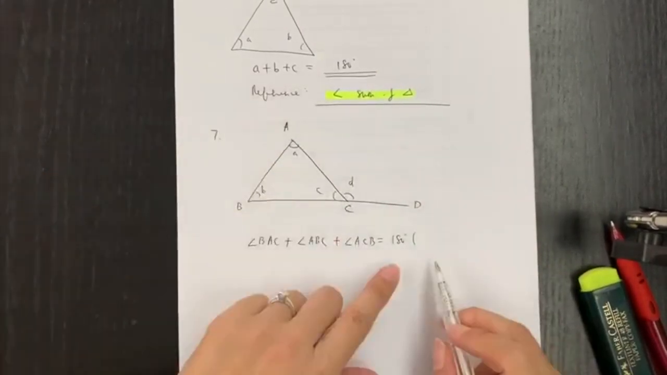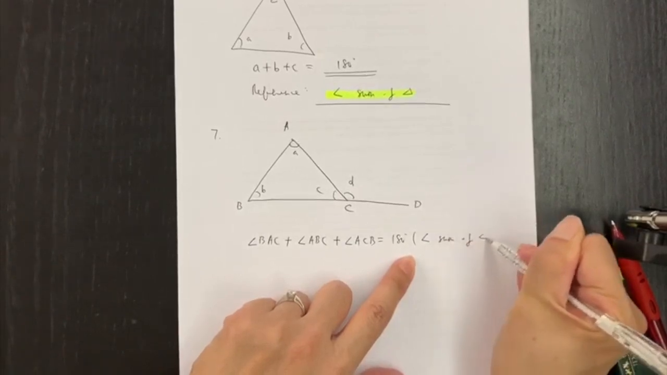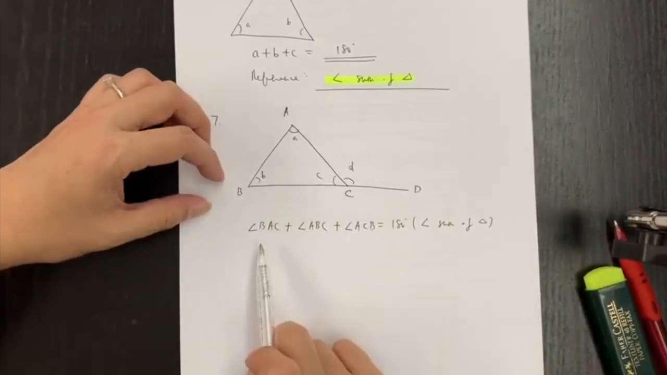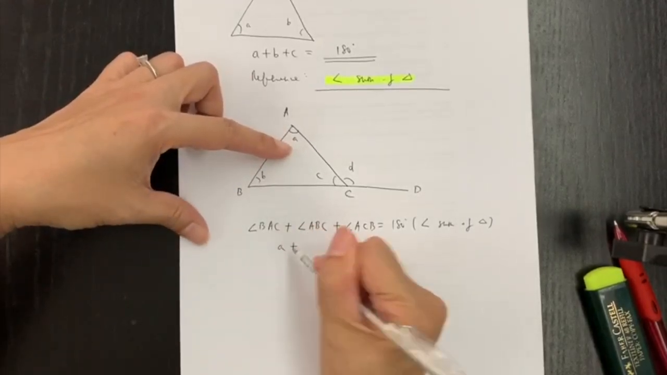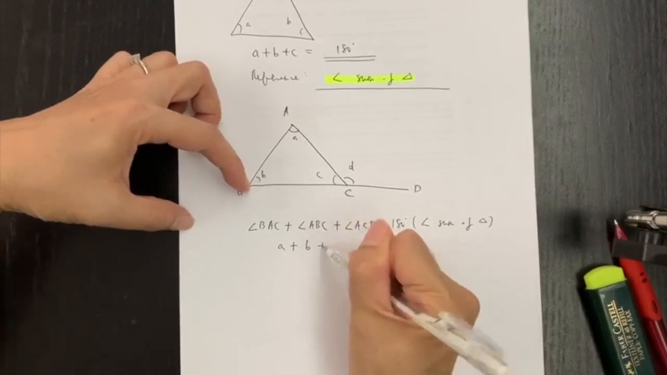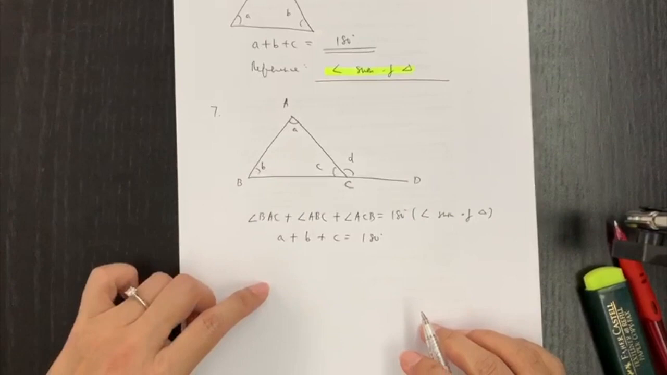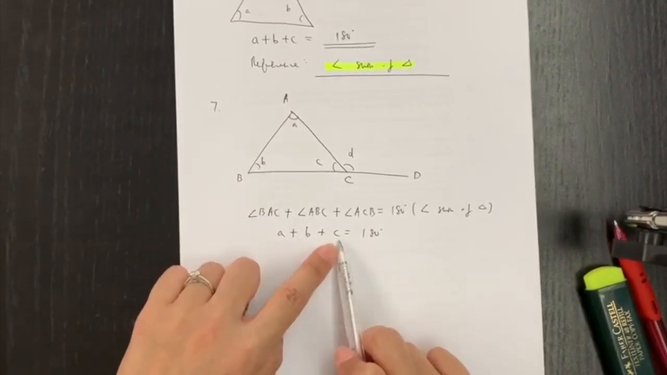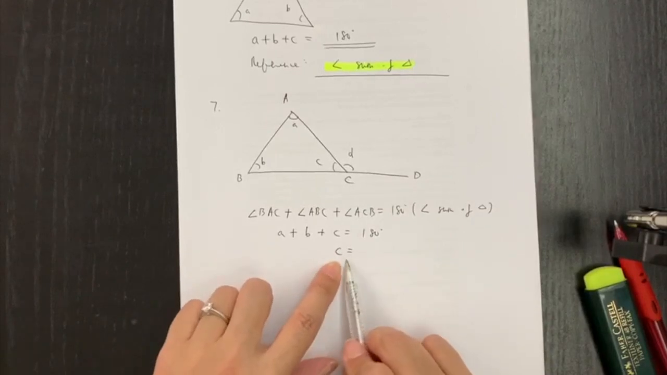And you write down the reference here: angle sum of triangle. Look at this, angle BAC, which is the same as A, plus angle ABC, which is the same as B, plus C here is equal to 180. After that, I want you to change the subject to C. Remember how we change subjects?